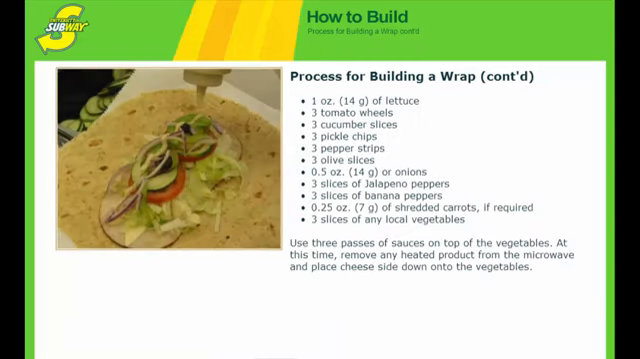Add 1 ounce, 14 grams of lettuce, 3 tomato wheels, 3 cucumber slices, 3 pickle chips, 3 pepper strips, 3 olive slices, 0.5 ounces, 14 grams of onions, 3 slices of jalapeno peppers, 3 slices of banana peppers, 0.25 ounces, 7 grams of shredded carrots if required, and 3 slices of any local vegetables. Use 3 passes of sauces on top of the vegetables. At this time, remove any heated product from the microwave and place cheese side down onto the vegetables.